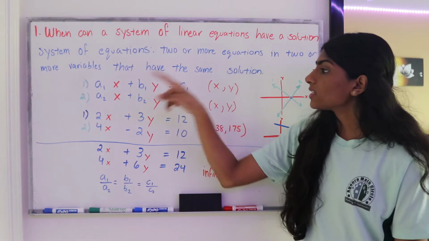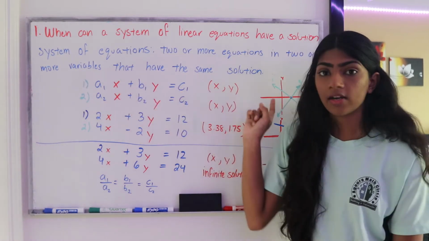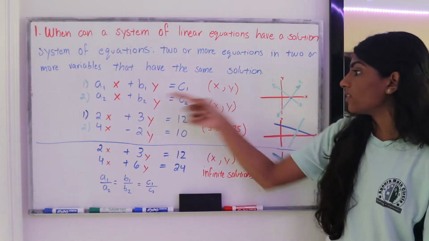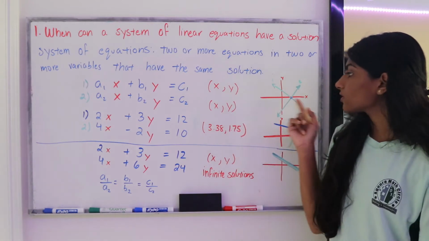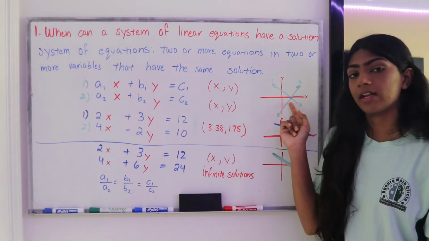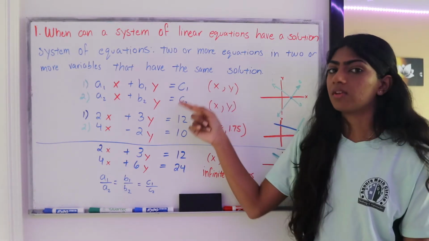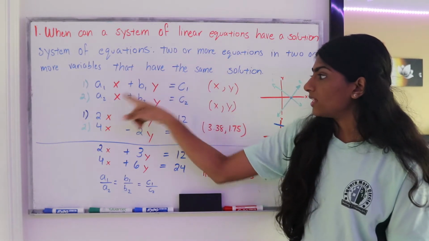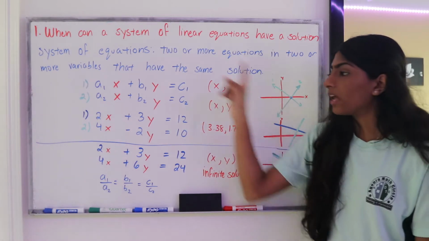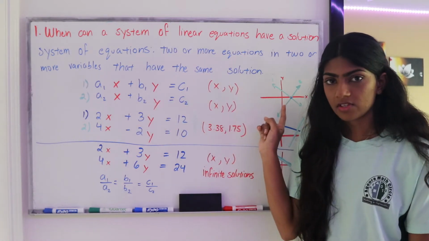Now, if we were to graph this equation and this equation on an xy coordinate, they should look something like this, where they cross at a single point. That single point is actually the answer to this system of equations, where x would be the x-coordinate of this point and y would be the y-coordinate of this point.